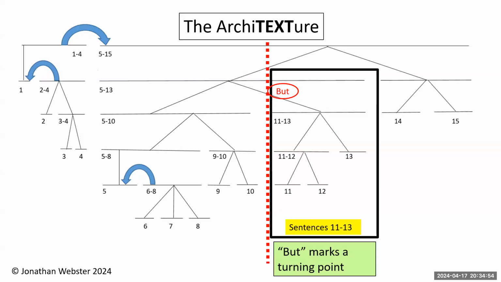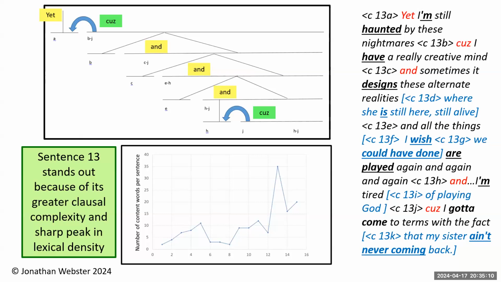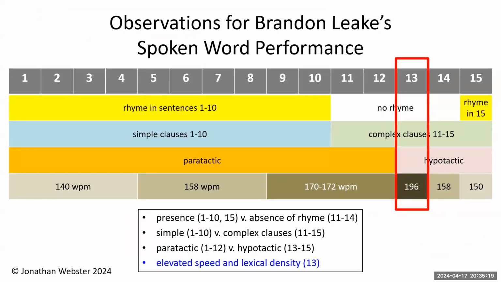And the whole sense of how it is expressed. We see a shift from active to passive voice. We see the greater clausal complexity, a sharp peak in lexical density. And we compared it in terms of all of these. And what did we find? That here, when we got to clause 13, not paragraphs, clauses. There is no rhyme. It's complex clauses, it's hypotactic, and it's spoken fast. Foregrounding was here. He's drawing your attention.